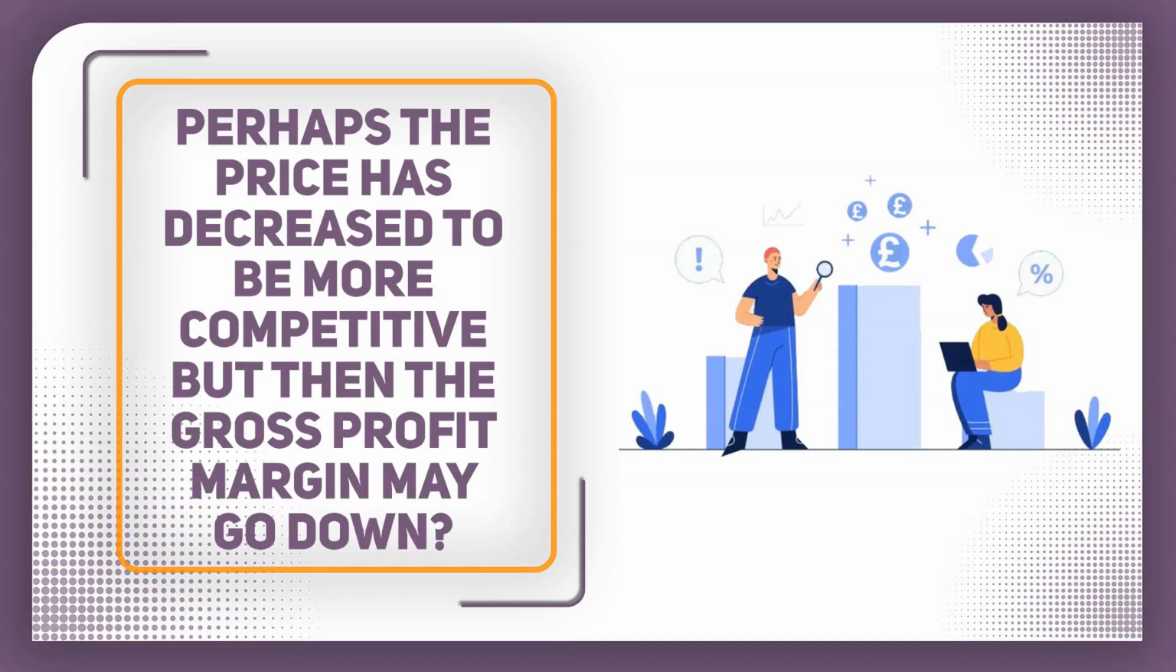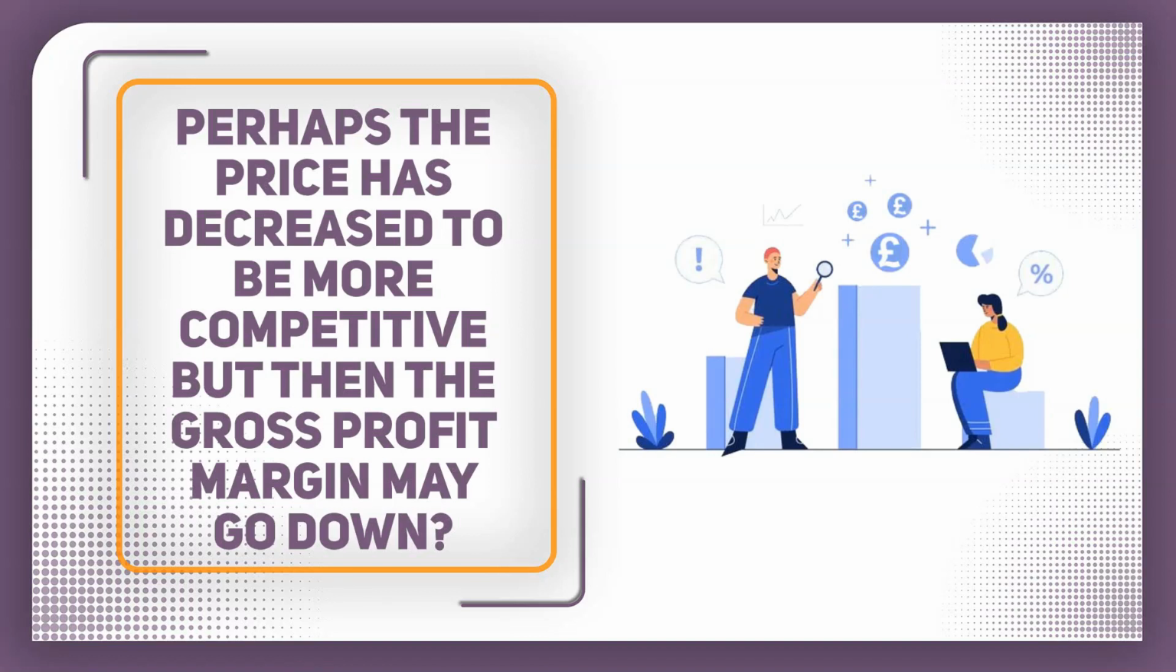Keep in mind that it can be affected by the mix of different products sold. So for example, if a business has two different products, one with a high gross profit margin and one with a low gross profit margin, but the business ends up selling a bigger proportion of the lower margin products, then its gross profit margin will fall.